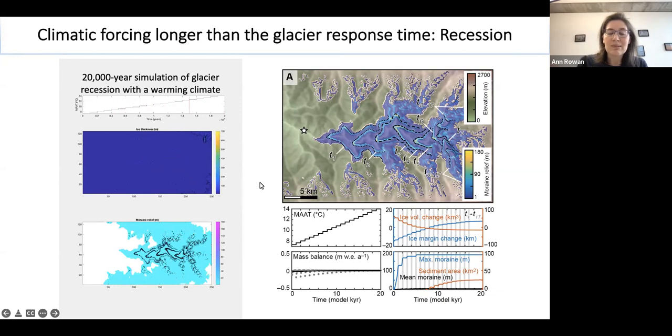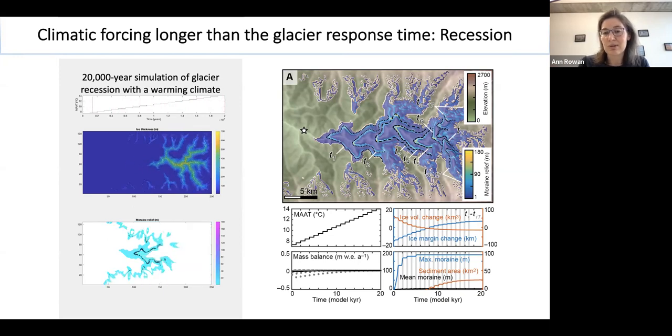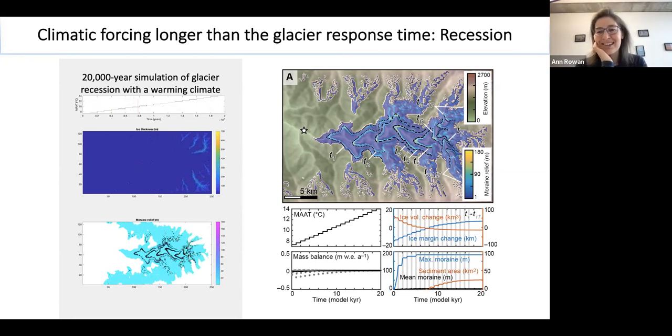So this simulation is probably the most accurate record in terms of a paleoclimate sequence, and this is similar to those that we saw in the Rakaia Valley. This is a recessional sequence built by a mountain glacier responding to climate change more rapidly, that is on a longer time scale in its response time.